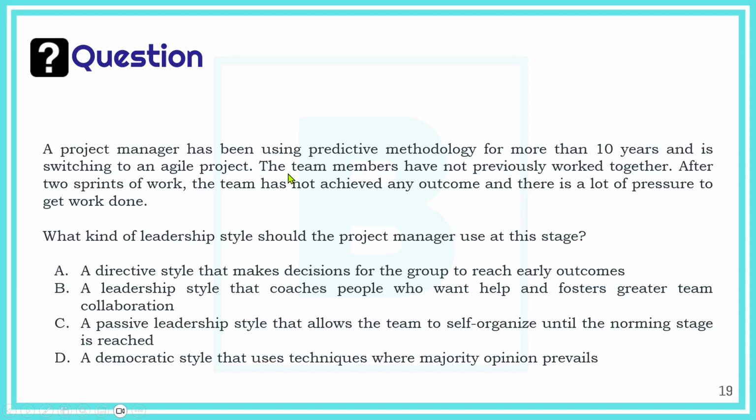Now, the project manager is switching to agile. In agile, servant leadership is the most encouraged. So we cannot go with directive style, even if the team is having delays. Not a passive leadership style, definitely. And democratic here is not necessary. It's not about taking decisions. We need to support the team. We need to coach the team. We need to provide them with what they need in order to help them have better collaboration, know each other, because they have not previously worked together. And make sure we're supporting them, we're serving them. So the right answer is answer A.